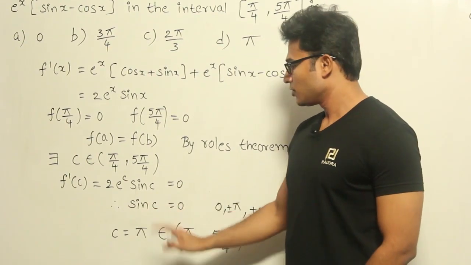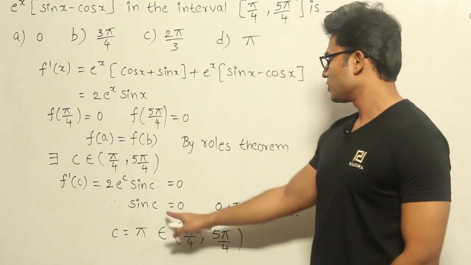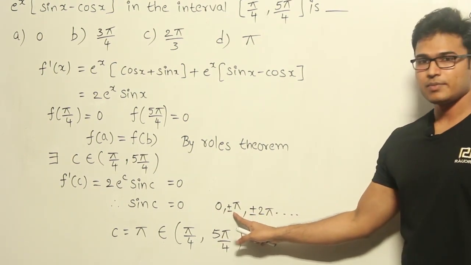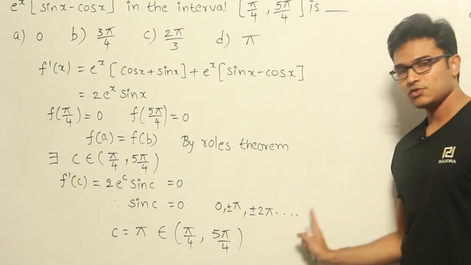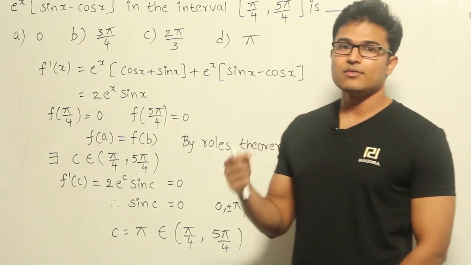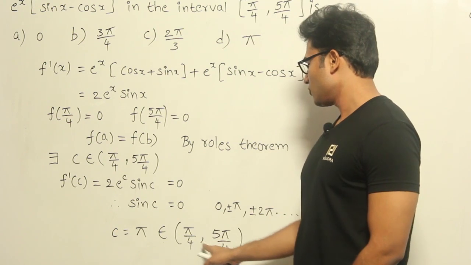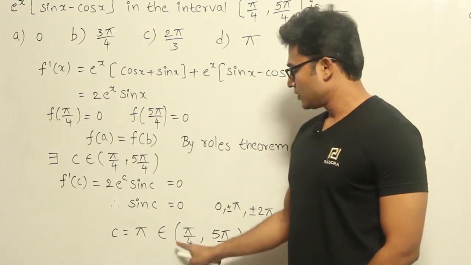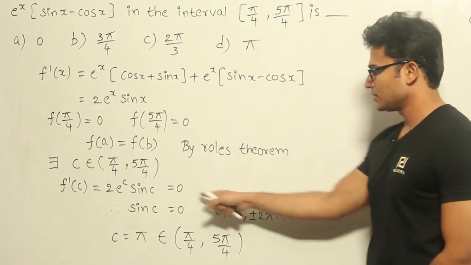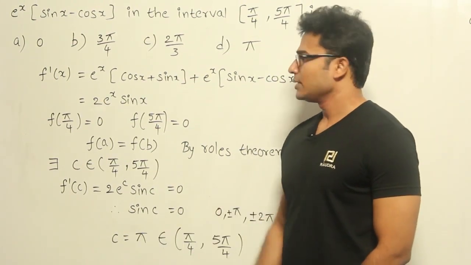Now when is sin c going to be 0? Only when c is going to be 0, or plus or minus pi, or plus or minus 2 pi, and so on. Now out of all these values, we are interested in only the values which fall in the range pi by 4 and 5 pi by 4. Now in this range, if you see, there is only pi. Out of all these values, the only thing is it is pi.